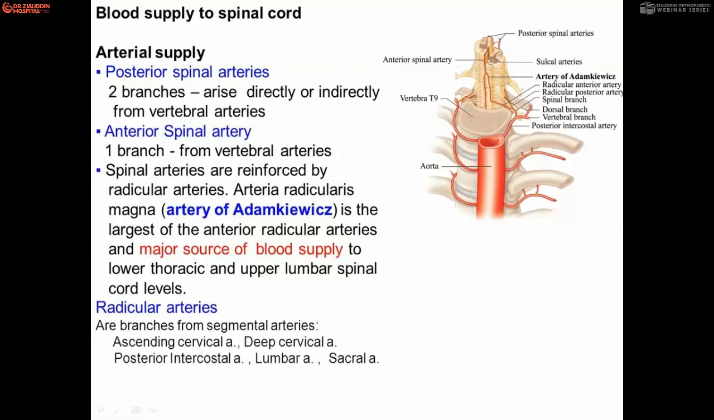If you look at the spinal cord blood supply, it has the anterior spinal artery and the posterior spinal artery. The blood supply of the anterior portion of the cord is much more vulnerable than that of the posterior portion, and can be decompensated by occlusion of a large radicular branch or lesions of the aorta. It is said that 75% of the blood supply to the spinal cord is from the anterior spinal artery, so that is the main artery. Another artery, the artery of Adamkiewicz, is the largest of the anterior radicular arteries. It's a major source of blood supply to the lower thoracic and upper lumbar spinal cord levels.